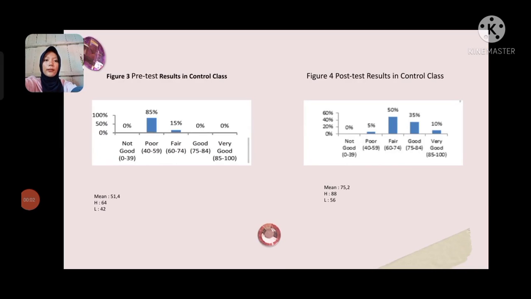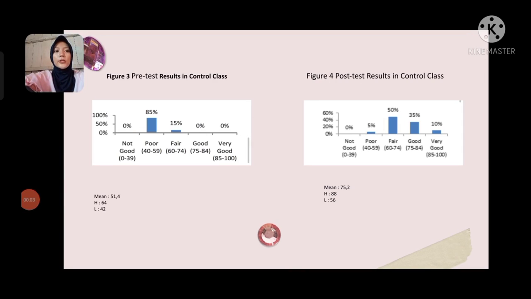Next is picture number 3, pretest result in the control class, or 9A class. The score for this class is just the same as the experimental class. They are still on the low level, and the problem that they face is also the same. The students are not able to explain the meaning of the speech text. The average score for the pretest in this class is 51.4, the highest score is 64, and the lowest is 42.